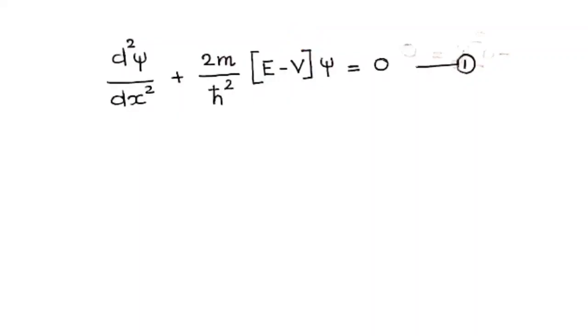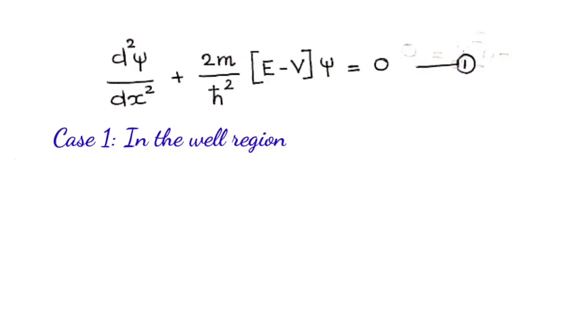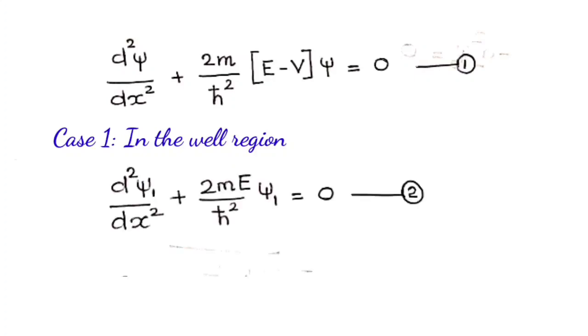Here we need to consider two cases, the particle in the well region as well as the particle in the barrier region. First case, the electron in the well region. The particle can be anywhere between 0 and a. So here the potential energy will be 0. So the Schrodinger wave equation will become d square psi 1 divided by dx square plus 2mE divided by h cut square into psi 1 is equal to 0, because the potential is 0. This can be taken as equation number 2. The Schrodinger wave equation is equation number 1.